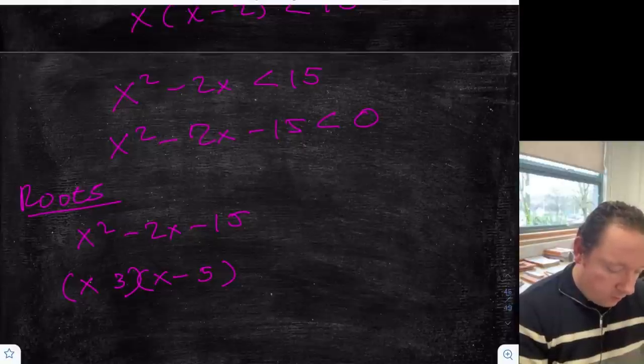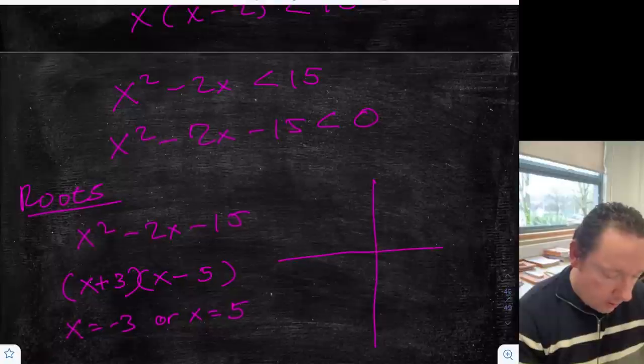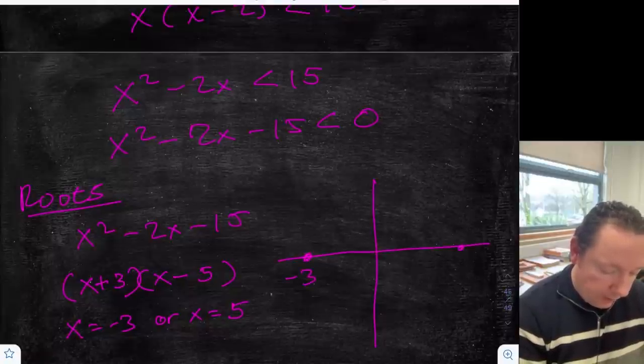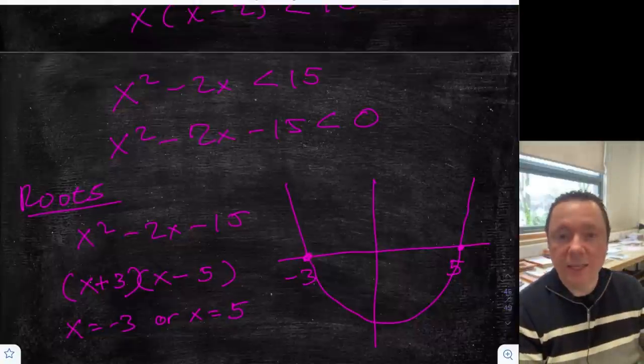Minus 5 plus 3 is minus 2. So roots are x equal to minus 3 or x equal to 5. So that means we can draw a quick sketch at the side. Minus 3 is over here, and 5 is over here somewhere. It's positive x squared, so our quadratic looks something like that, and it just has to be a quick sketch.